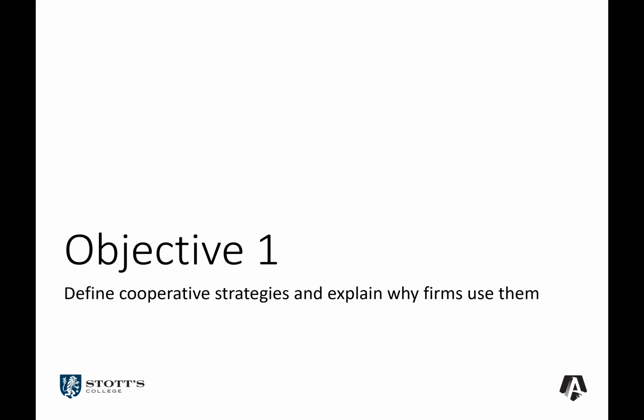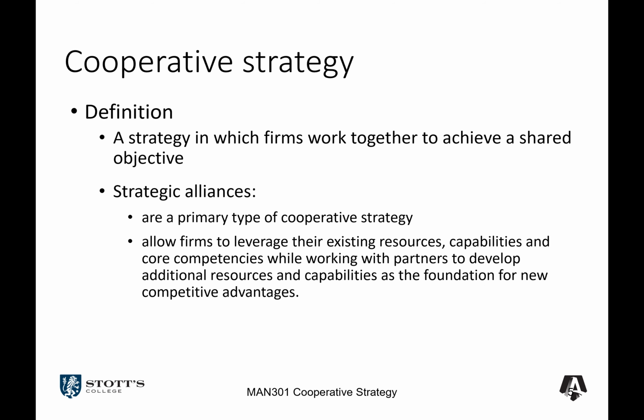So let's look at Objective 1. Define cooperative strategies and explain why firms use them. Well, we already know that a strategy is the way firms allocate their resources to achieve a strategic outcome. Cooperative strategy is a strategy when the firm works together, or firms work together, to achieve a shared objective.